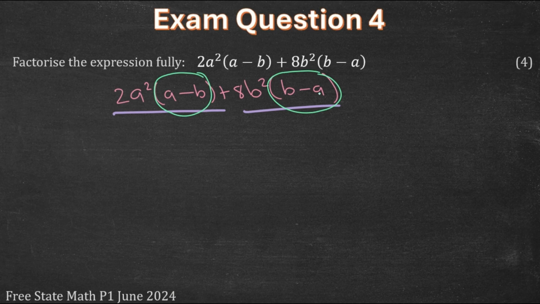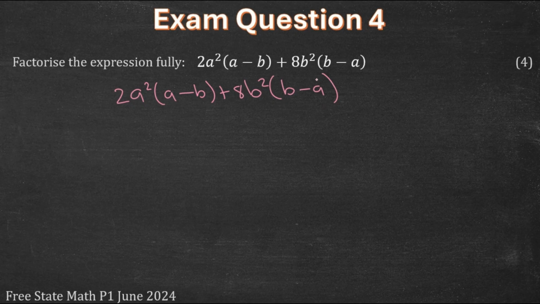So what we can do is to do a sign change. So normally when I do a sign change, I do the sign change for the second bracket. So what we'll do first is I will write this first term down as it is. I will leave a space for the sign. I will write this 8b squared and the bracket. Now let's do the sign change.